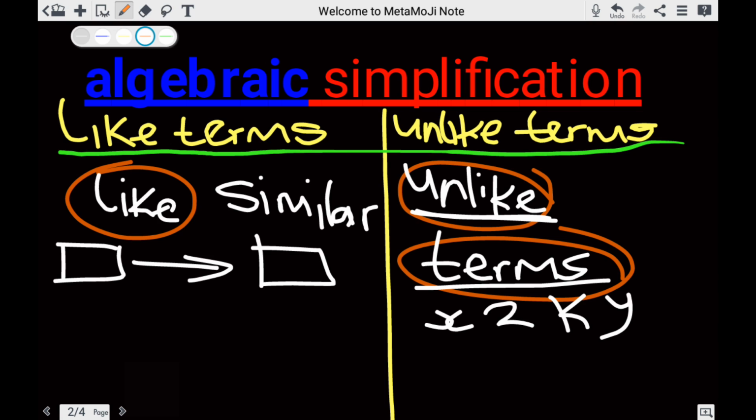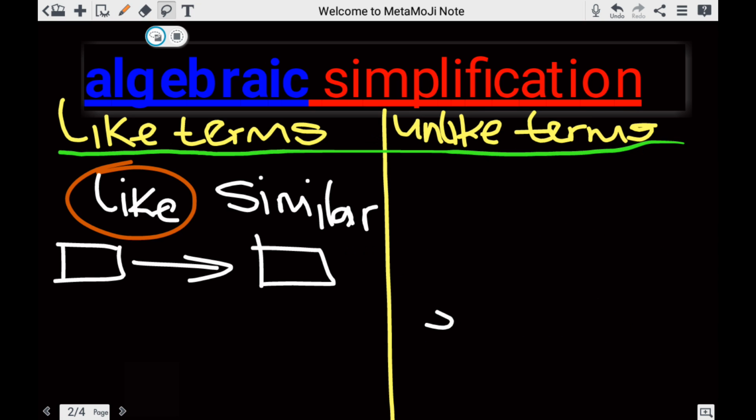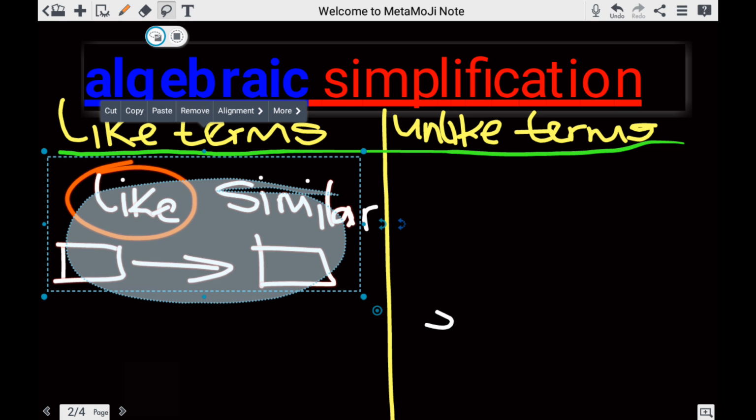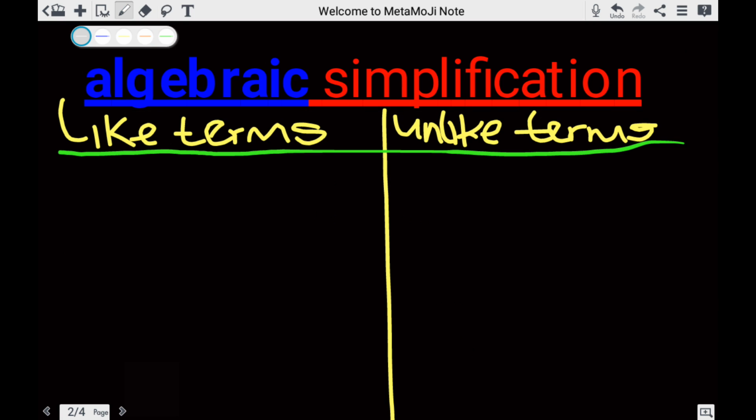So I'm going to get rid of this stuff that's on the screen so that we can explain what we've been explaining very deeply and very quickly. So let me clear it off. Now let's talk in detail about the like terms.